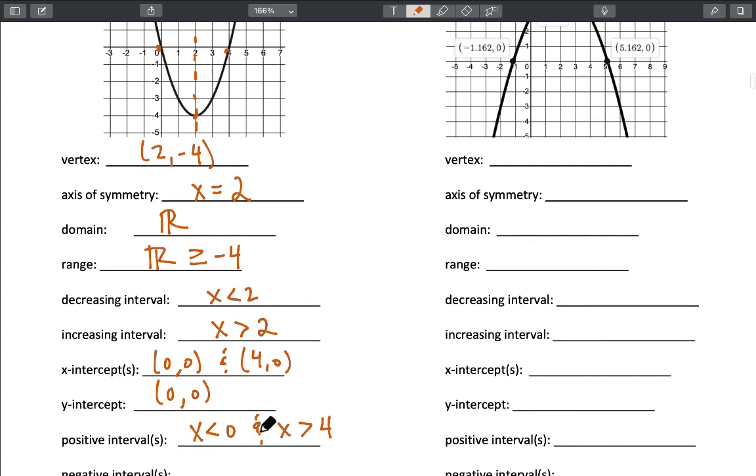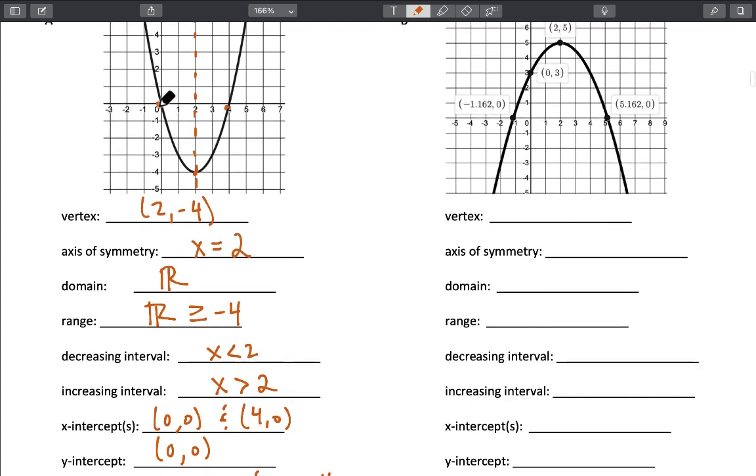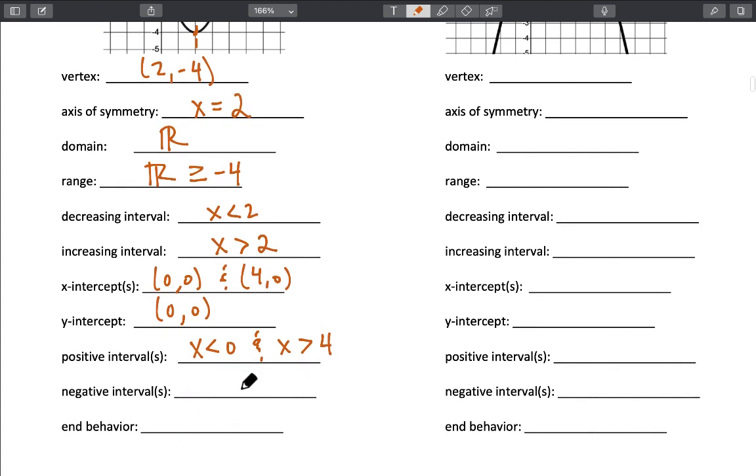Our negative intervals are where it's below the x-axis, that's between 0 and 4. So we'll say all of our x's that are greater than 0 and less than 4.